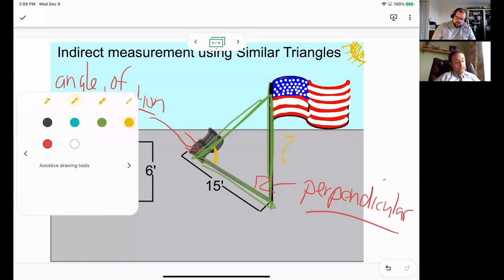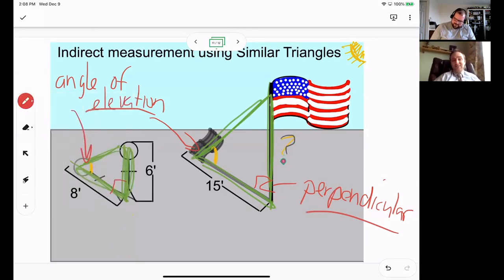I'm also going to not use yellow. I'll make it in black so you can actually see the question mark. So I'm going to call that X. So we have X. I don't know X. And which side does X match up with, the 6 or the 8?